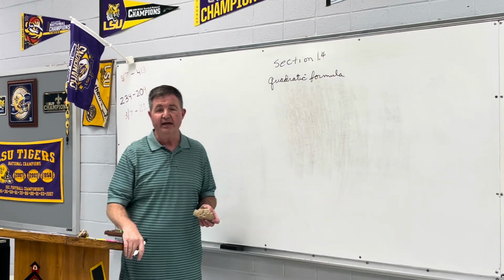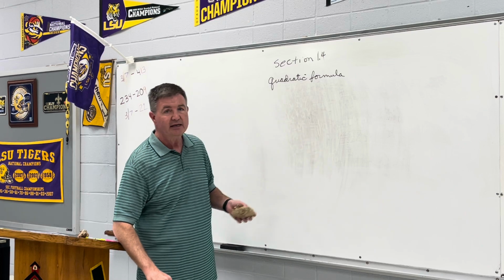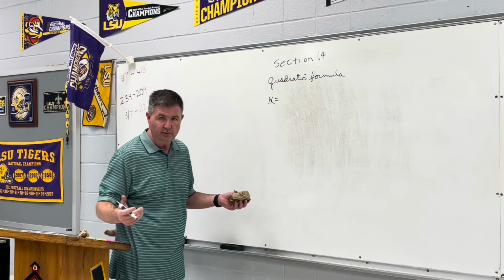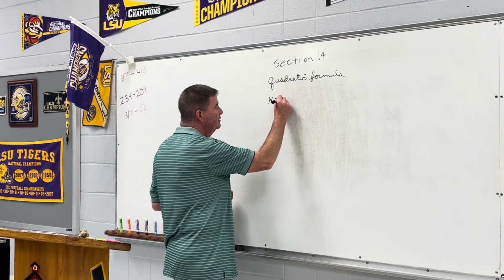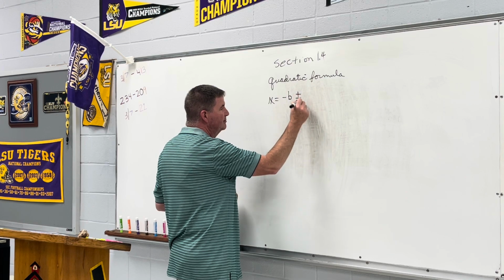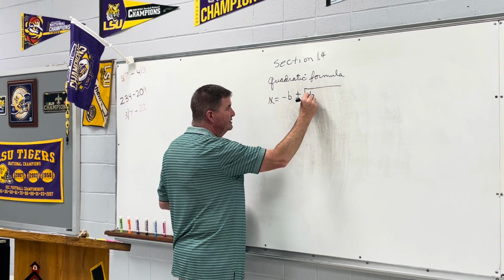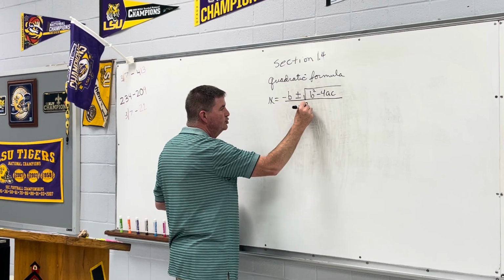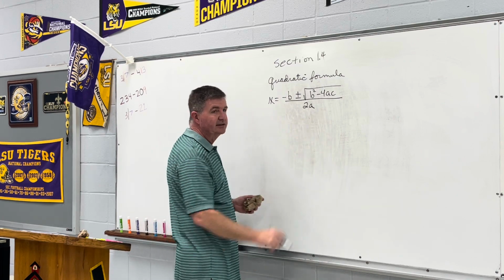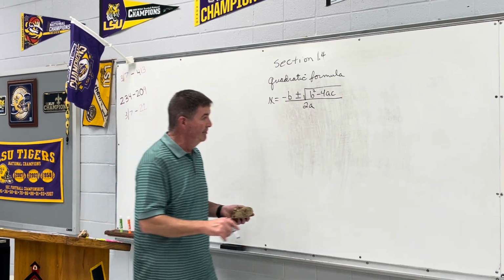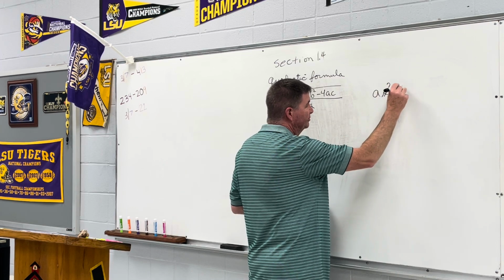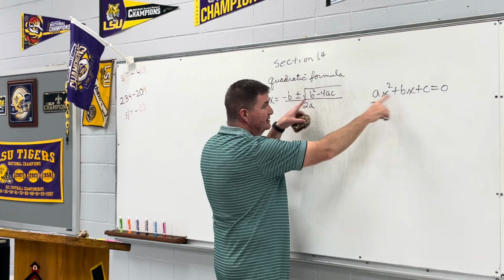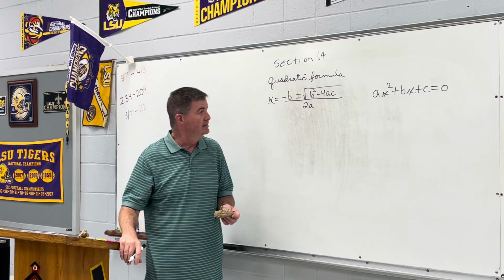Someone came up with a formula that allows us to solve for quadratics. And x is what we're looking for, so x equals negative b plus or minus the square root of b squared minus 4 times a times c, all over 2 times a. This is known as the quadratic formula. And remember, ax squared plus bx plus c equals 0. That's where the a's, b's, and c's are coming in.